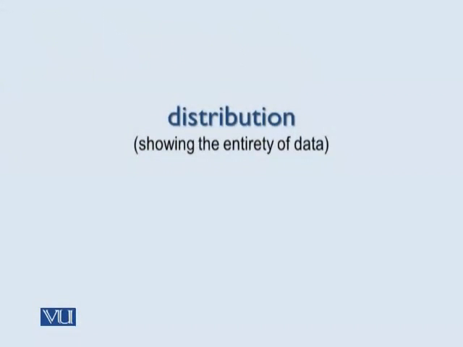So let us now begin our discussion on the distribution of data, in which we try to show the entirety of data. There are multiple ways of doing this, and the choice actually depends on the kind of variable we have. If we have a quantitative variable which is measured either on the interval scale or on the ratio scale, in other words, you have a measurement on the number scale. This may be a continuous variable or a discrete variable, but it has to be a quantitative variable.